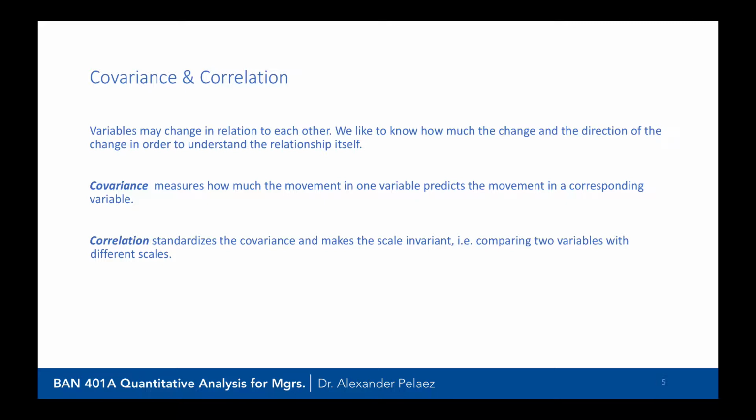Now, correlation standardizes the covariance and makes it scale invariant. And what we mean by that is we compare two variables with different scales. So if you have a covariance on the same scale, then you can actually interpret the actual value a little bit better than if you had two variables with different scales. For example, two variables measuring, say, IQ and miles per gallon. You can't relate the two. You can get a covariance number, but are you doing it in IQ score or are you doing it in miles per gallon? It kind of doesn't make sense. However, correlation will allow you to interpret it quite easily.